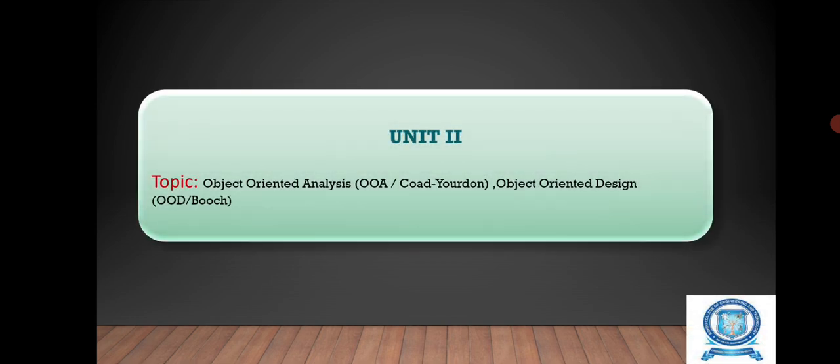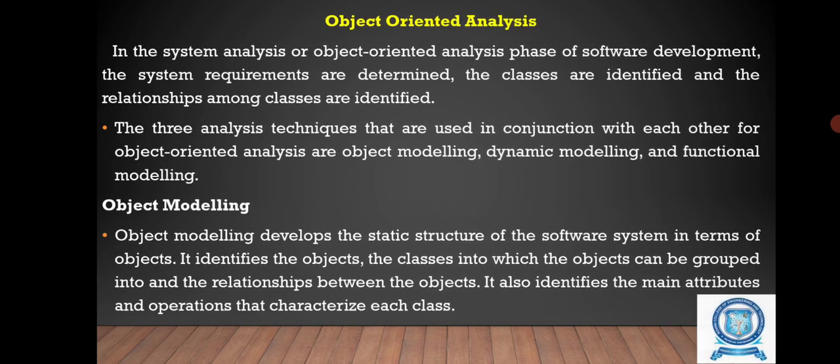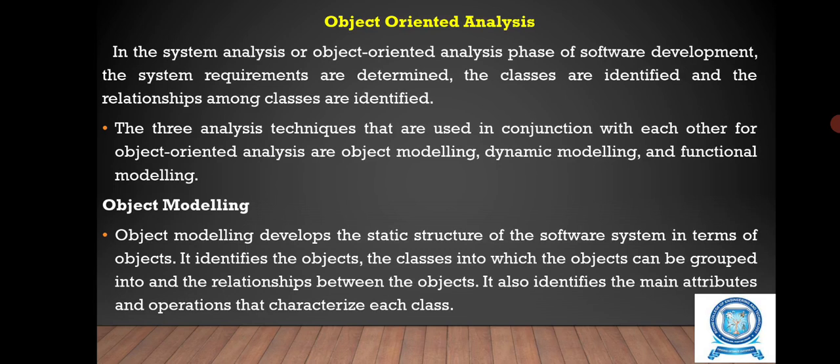We are here to discuss the topic Object Oriented Analysis and Object Oriented Design. First, let us see what is object oriented analysis. In the system analysis or the object oriented analysis phase of software development, the system requirements are determined, the classes are identified, and the relationships among the classes are identified.